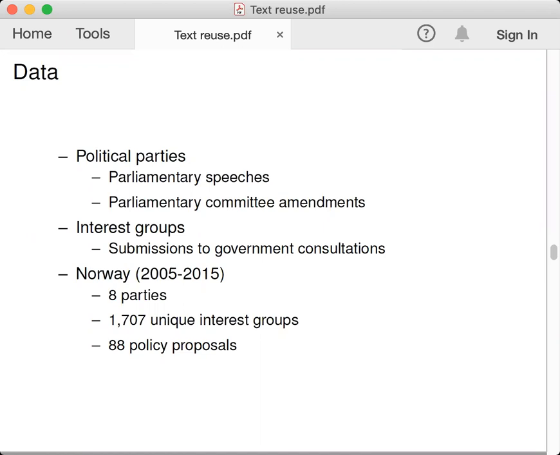But again, these are policy proposals where the government has organized a consultation. So it's not a random sample. So that's the texts I use.